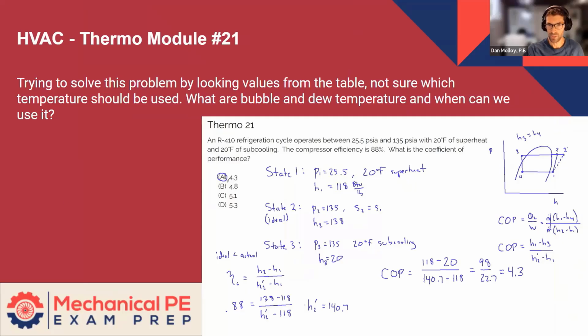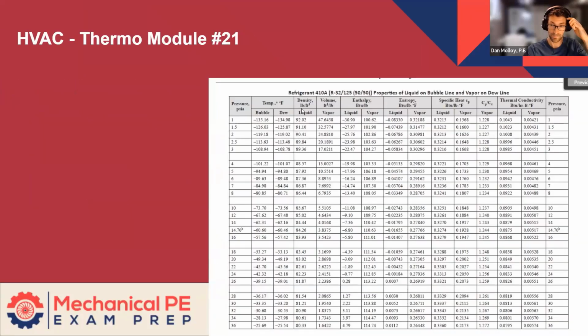Next up, Thermo 21. Trying to solve this problem by looking at values from the table, not sure which temperature should be used. What are bubble and dew temperatures, and when can we use it? So this is a refrigeration cycle as well, and it's for R410. And then when you jump to the table R410, there's these bubble and dew temperatures, right?